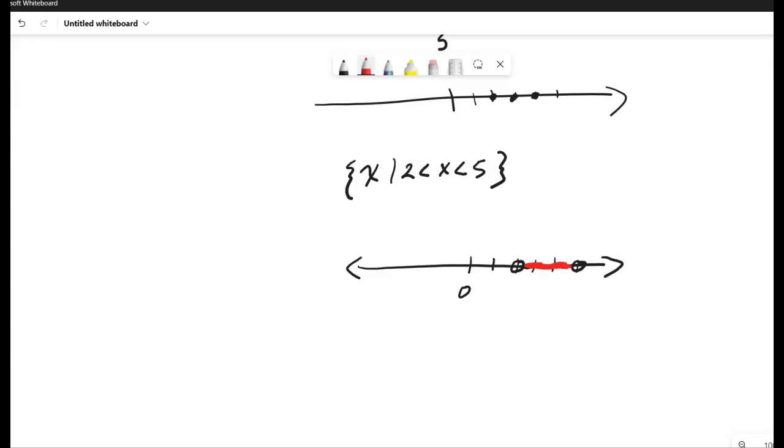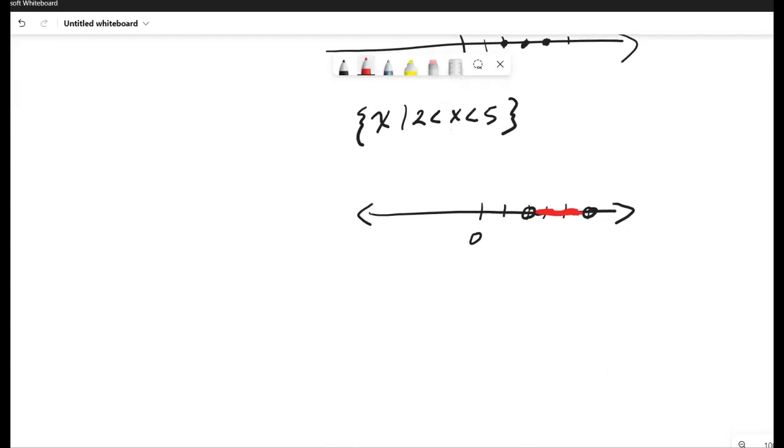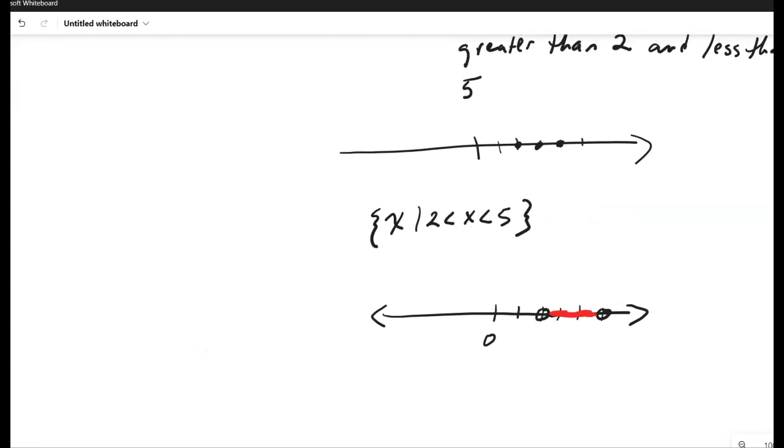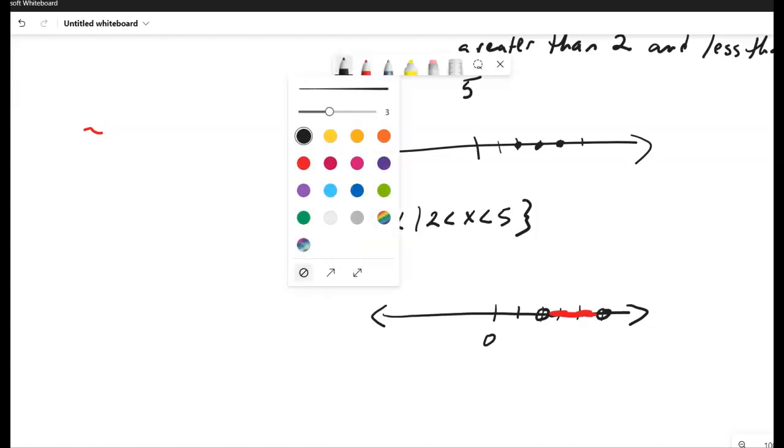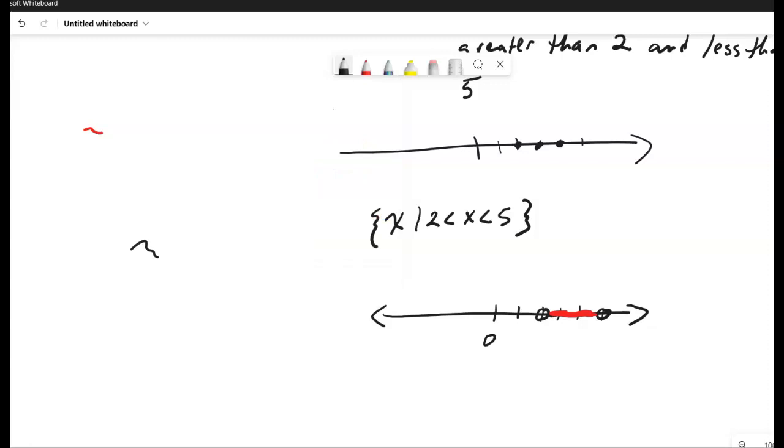So I encourage you to go through. Oh, by the way, let me show you some interval notation before we wrap this up. And I apologize for being a little bit on the scatterbrain side tonight. Let's go back to my black pen. Oh, there we go.